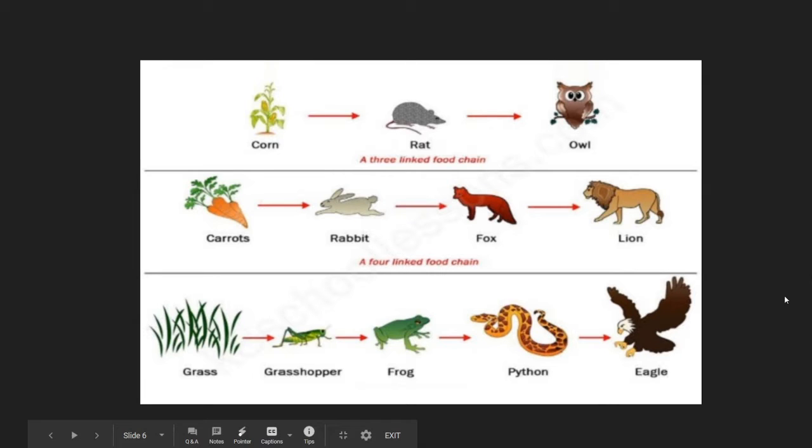And you have all seen food chains. The corn goes to the rat, goes to the owl, the carrots, etc., etc., etc., right? And they can be very simple like the top one, they can be very long like the bottom one. But what does that arrow actually symbolize? When we see the arrow moving from the corn to the rat, what does that arrow mean?